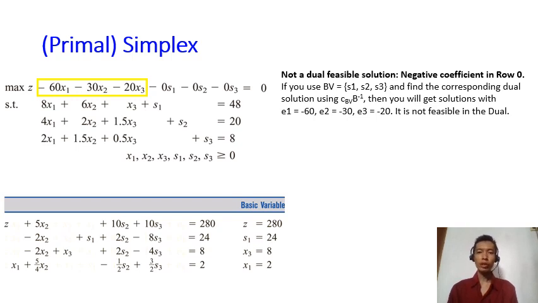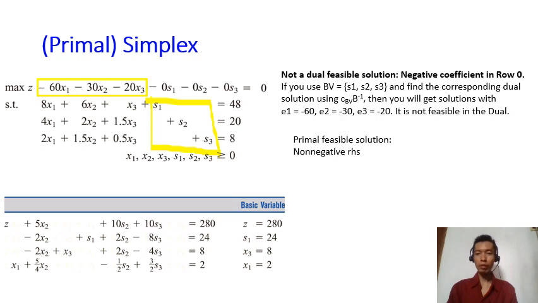The negative coefficient here means that if you use these basic variables, S1, S2, S3 for this solution, find the corresponding dual solution using CBVB inverse, then you will get solutions with E1 equals minus 60, E2 equals minus 30, E3 equals minus 20 in the dual problem. And that is not feasible in the dual, because in the dual problem, the excess variables must be non-negative. So we start with the solution that is not dual feasible.